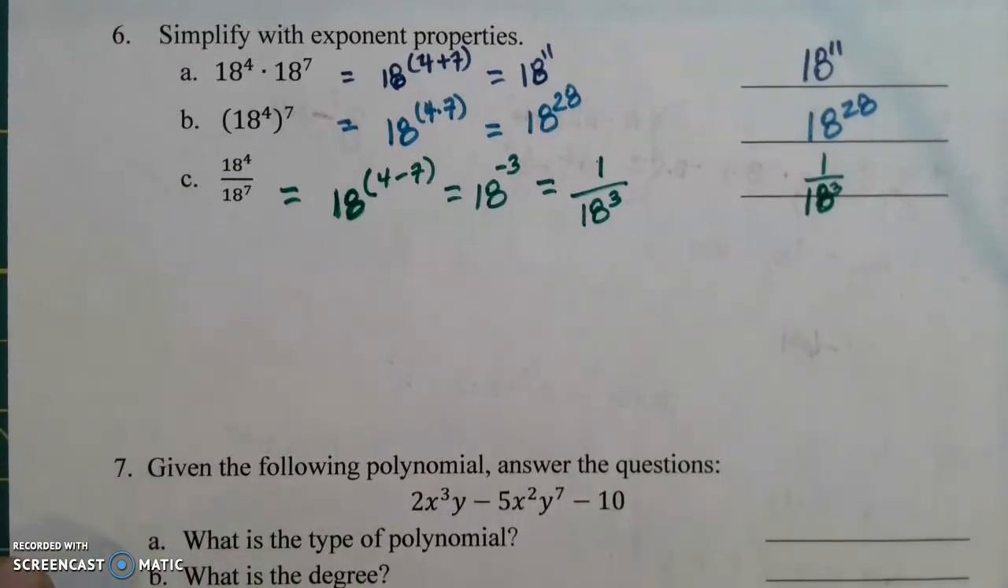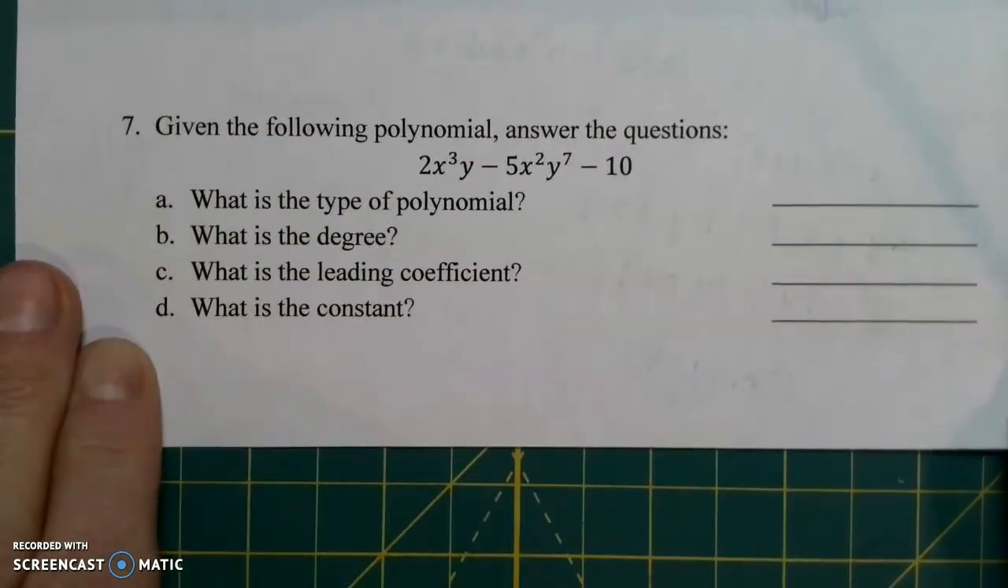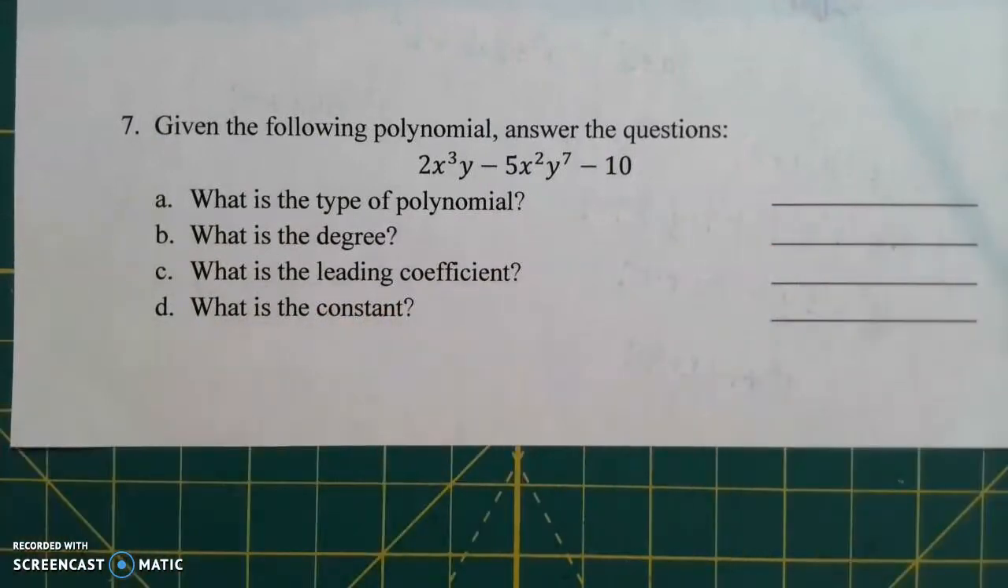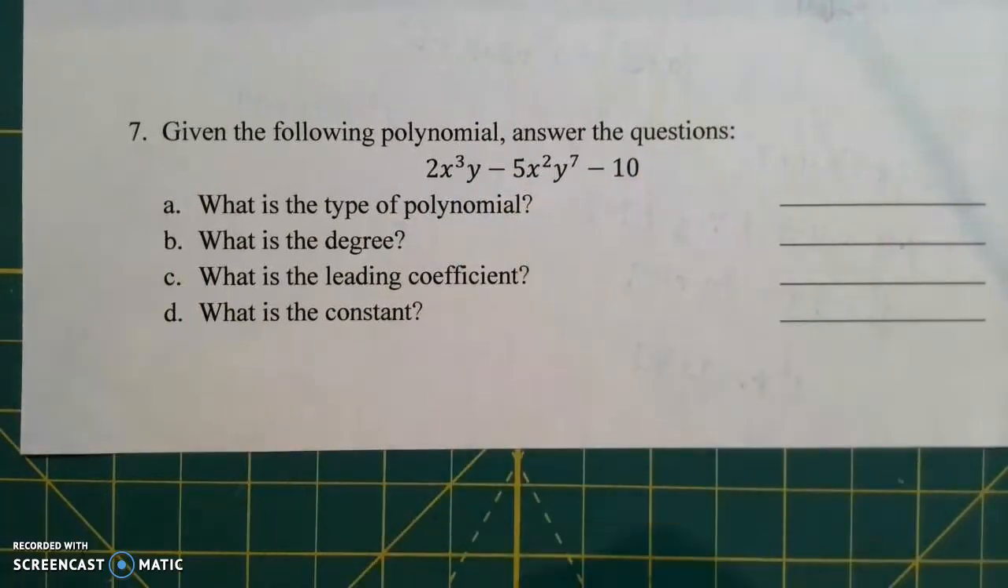And number 7. Given the following polynomial, answer the questions. Okay, so we have 3 terms. So as far as type of polynomial, that's going to have to be a trinomial.